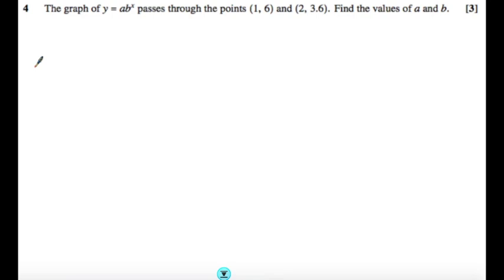Right, the graph of y equals ab to the x passes through the points 1, 6 and 2, 3.6. Find the values of a and b. Right, so I think here what we should do is sub in both of these points, and then we're going to get two simultaneous equations. So if we sub in 1, 6, we'll have 6 equals ab to the power of 1, which we can just forget about, and 3.6 equals ab squared.